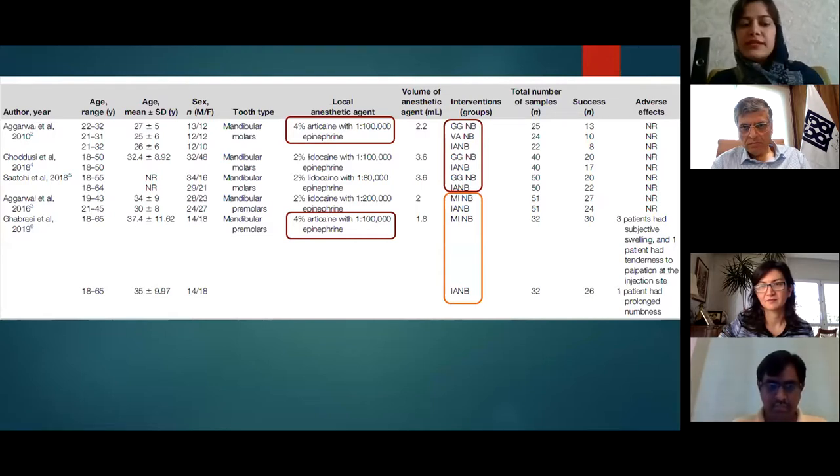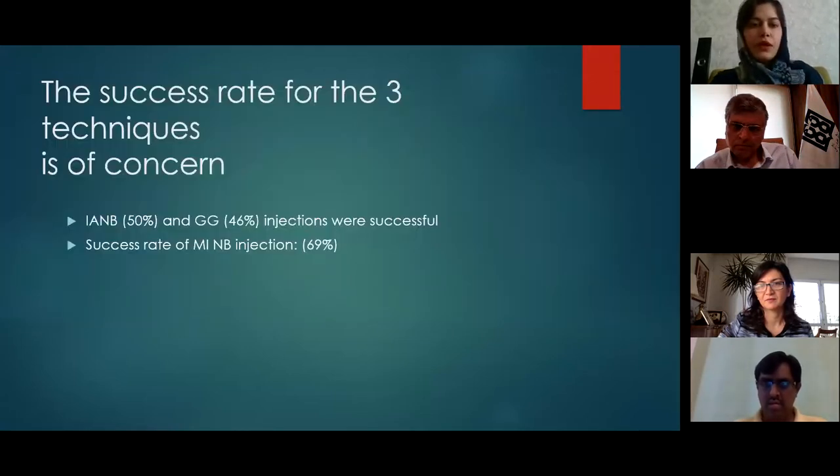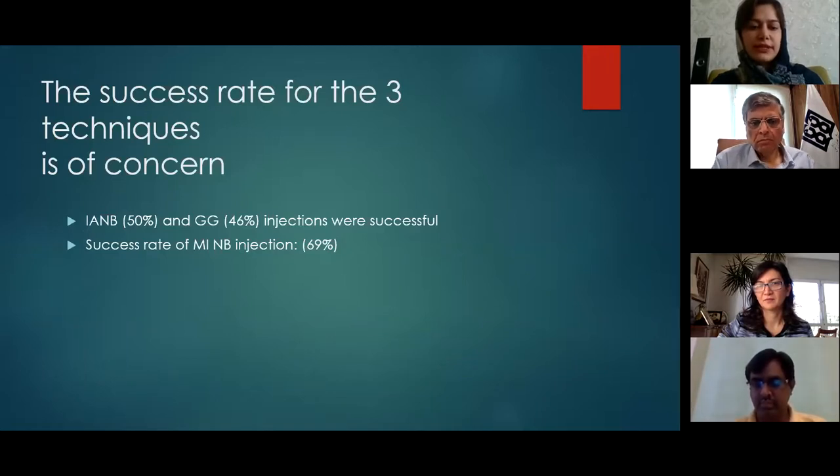The adverse effect of the injection is reported in only 1 study, as you can see, the study of Dr. Gabrai. The success rate for the 3 techniques is of concern because only half of the inferior alveolar nerve blocks were successful, and this rate for Gow-Gates is 46%, whereas for mental incisive nerve block injection, it is a little higher.